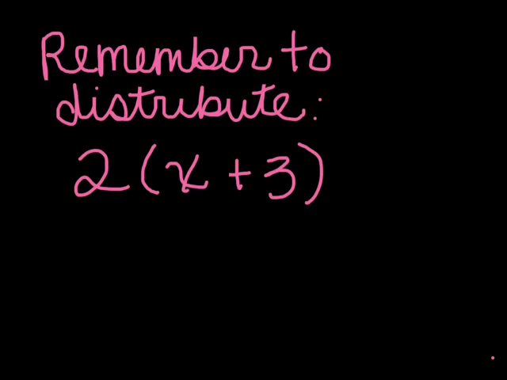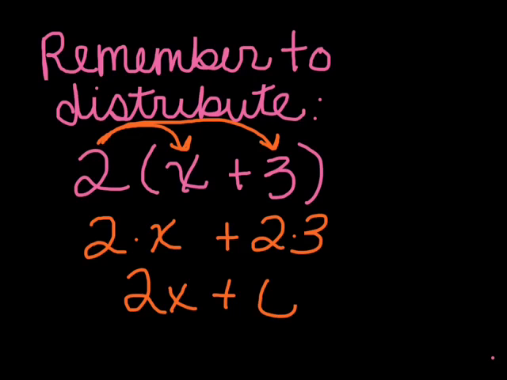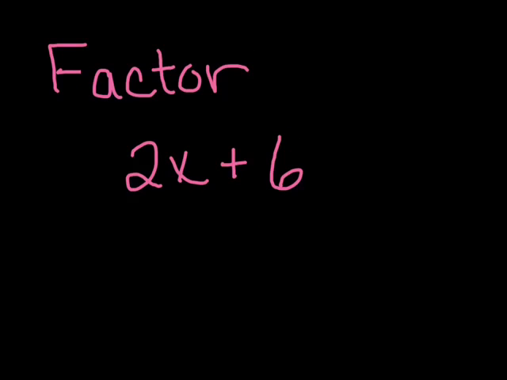So you might remember when you distribute that you multiply the factor on the outside by each term on the inside of the parentheses or inside the quantity. So remember that we do 2 times x plus 2 times 3, and that gets us 2x plus 6. So here we have 2x plus 6.